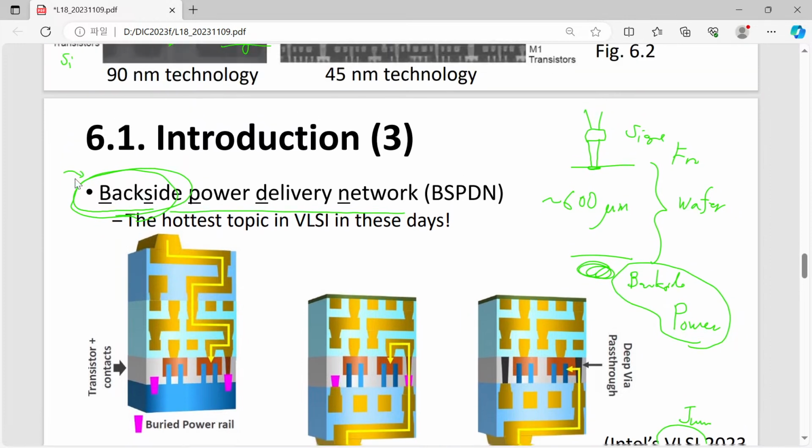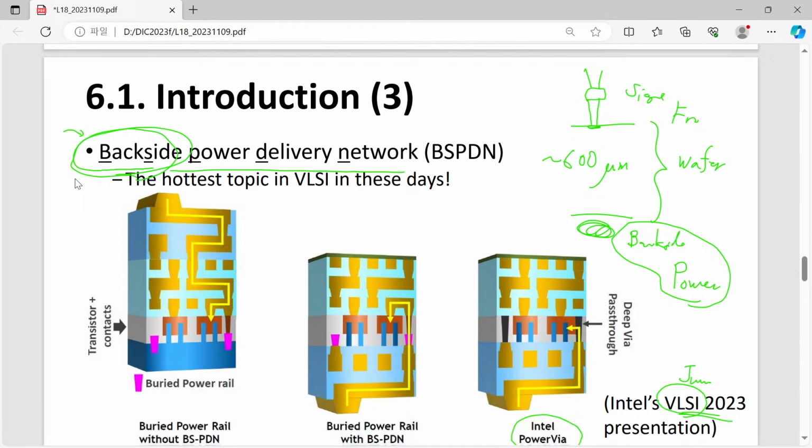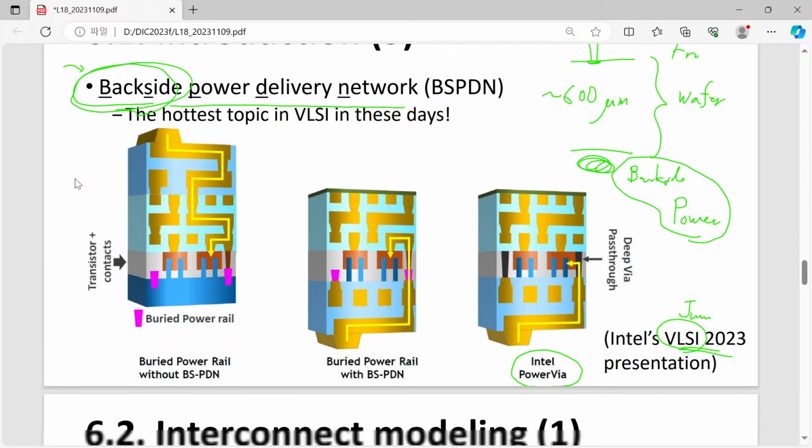Well, is it realized or not? As of November 2023, we don't have mass production of this backside power delivery network, but we are expecting that very soon we will have this capability.